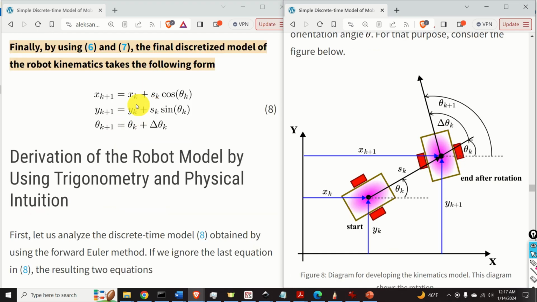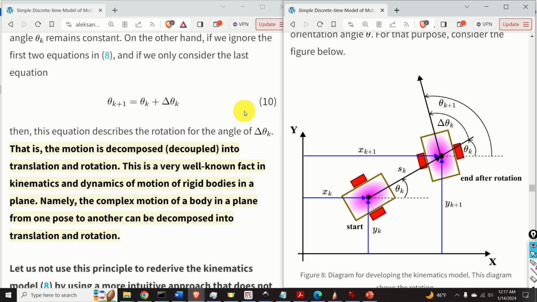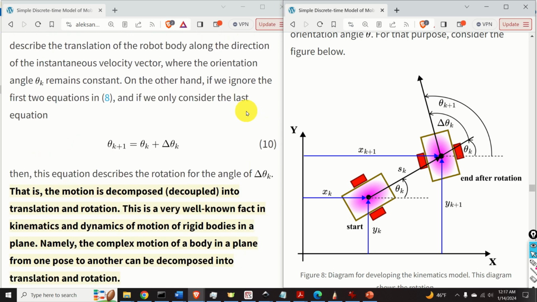On the other hand, if we ignore these two equations, we are only left with the third equation given over here. This equation actually graphically represents a rotation for the angle of delta theta_k. What did we learn from this simple example? Well, we learned that the motion can be decomposed or decoupled into translation and rotation. Well, this is a very well-known fact in kinematics and dynamics of motion of rigid bodies in a plane.